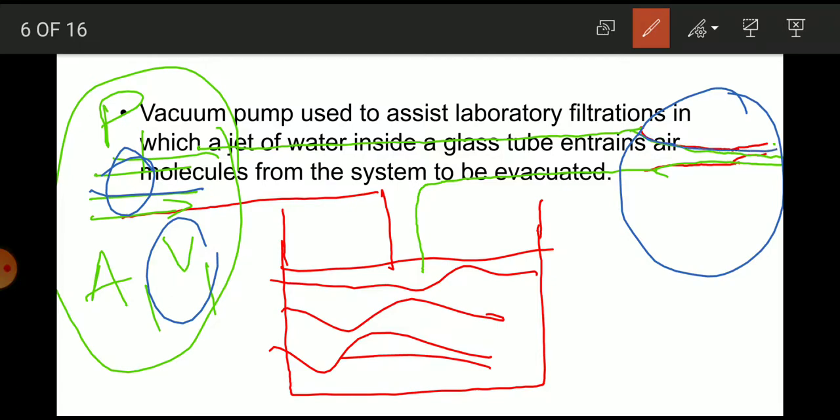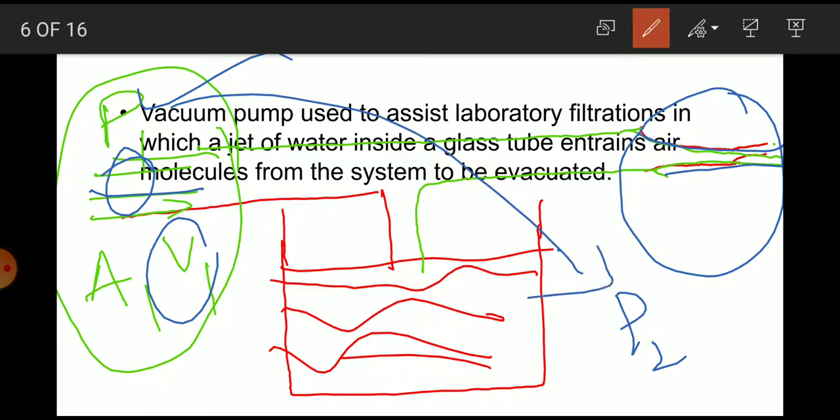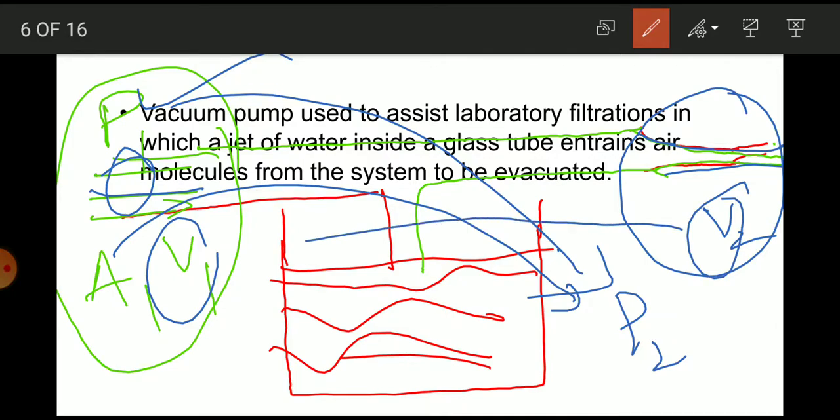Here the area of the atomizer decreases, so pressure will be low. This pressure will be greater than this one, and this area is greater. Here velocity is V2, so V2 will be greater than V1. So where area is less, velocity will be greater, and where area is greater, velocity will be less.